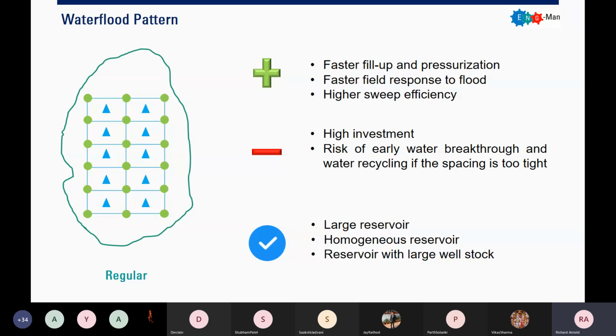It is recommended for large reservoir because in large reservoir, if you set up your water flood with peripheral water flood, it will take too long for the water to arrive at your producers, right? So if you have a large reservoir, you need to set up your water flood at this pattern. And also it is good for you to use this pattern in homogeneous reservoir and reservoir with a large well stock, of course, so that you can do conversion job to convert producers into injectors or injectors into producers if you have large well stock.